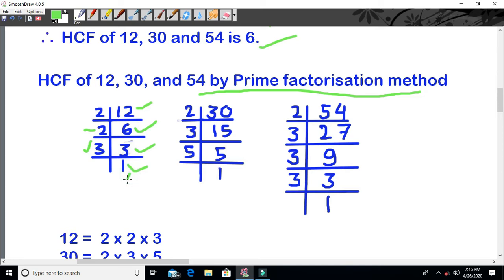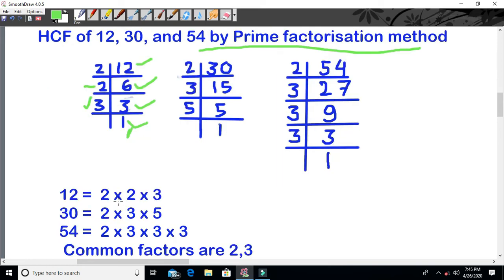Keep dividing until 1 comes. So we can write 12 as 2 multiplied by 2 multiplied by 3. This is the prime factorization of 12. In this way you have to find the prime factorization of 30.